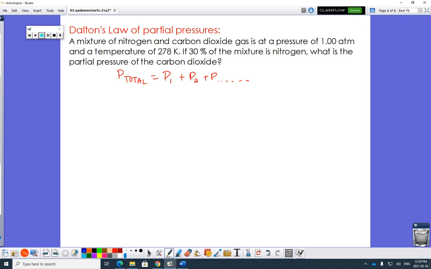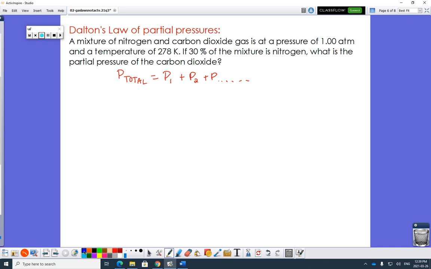This question's a little bit different. Again, this one's so easy that the teeniest little thing can maybe make it a tiny bit more tricky. So a mixture of nitrogen and carbon dioxide gas is at a pressure of 1 atmosphere and a temperature of 278 Kelvin. We don't even care about the temperature for this. If 30% of the mixture is nitrogen, what is the partial pressure of carbon dioxide?